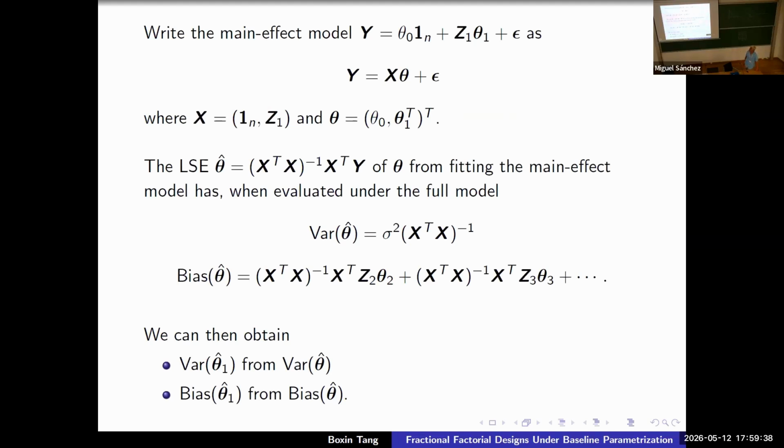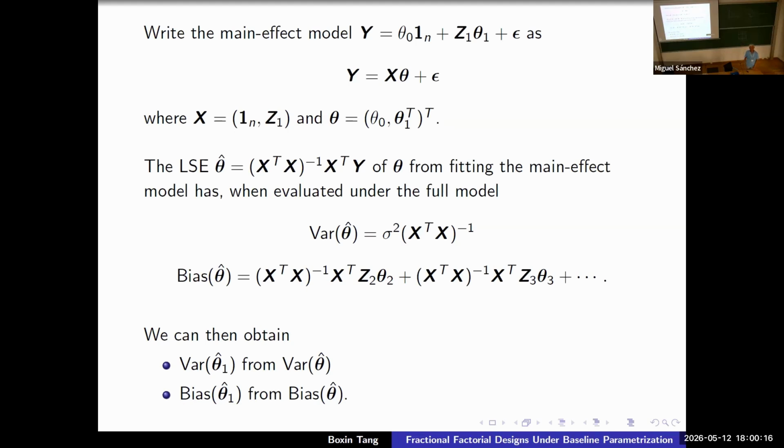Now, consider the main effect model. The main effect model contains the intercept plus the main effects, right? So it's basically the first two terms. Write that model in matrix form. Then you obtain the least squares estimator from fitting this main effect model. From standard linear model theory, the variance covariance matrix of this parameter vector, which contains the intercept and the main effects, is given by that.